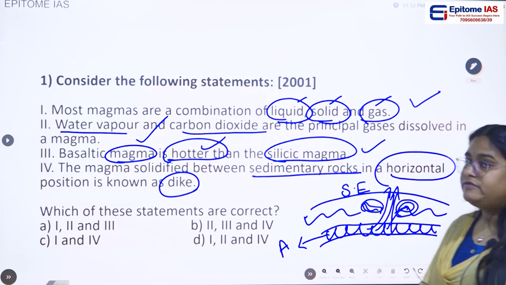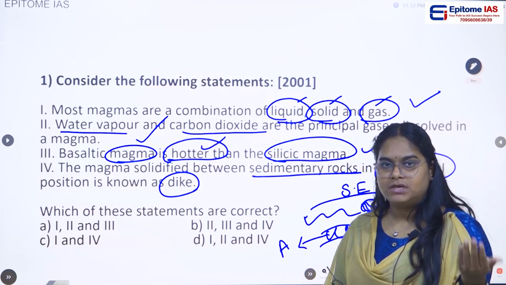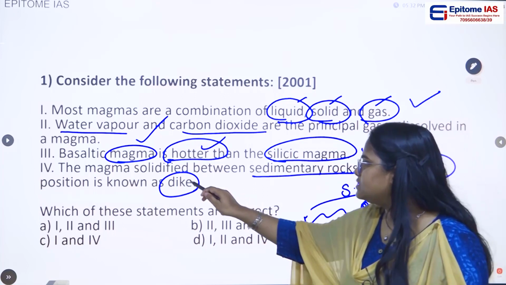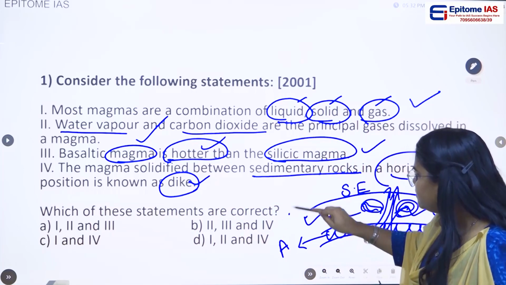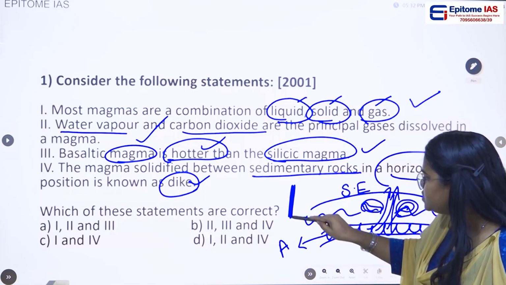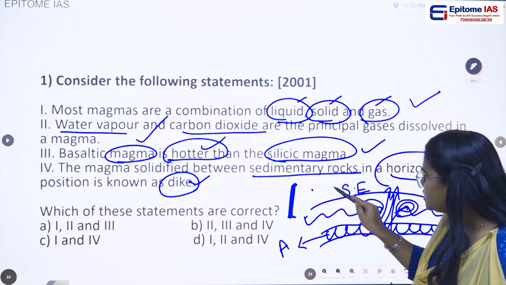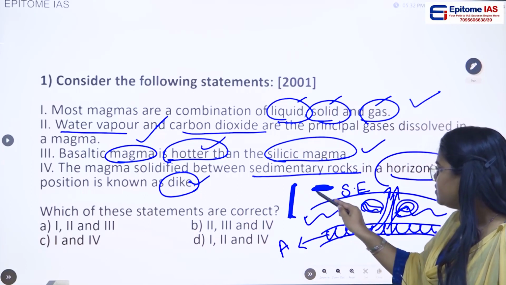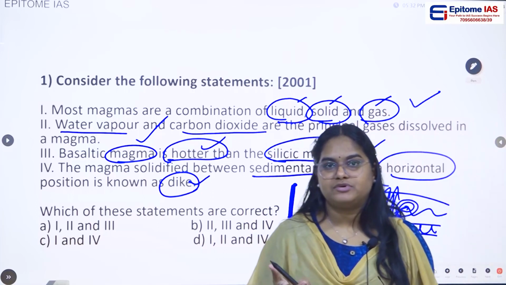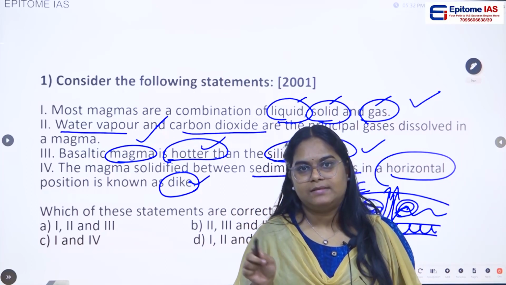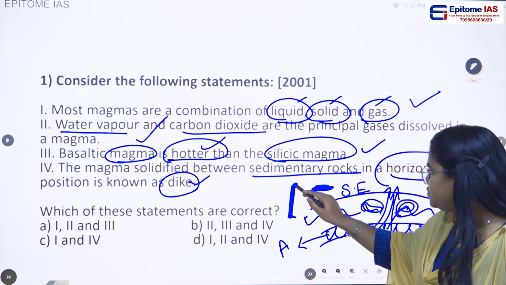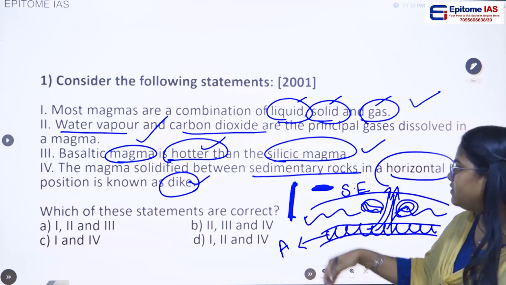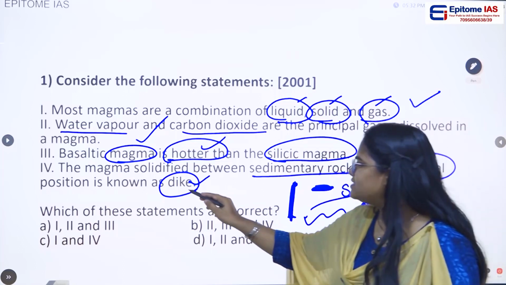So there are different types of features we can see. One such feature is the dike. So what is this dike? A dike is something which is in a near vertical position. It is not something of horizontal position. When something is of horizontal position, we call it a sill or sheet. When there is an intrusive feature which is in the vertical position, we call it a dike.